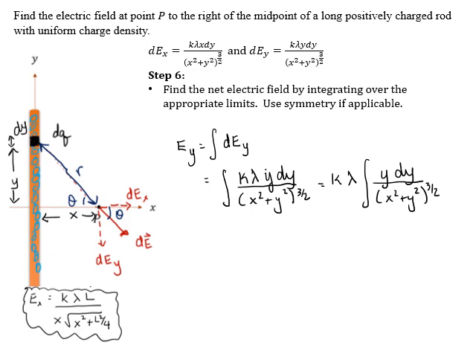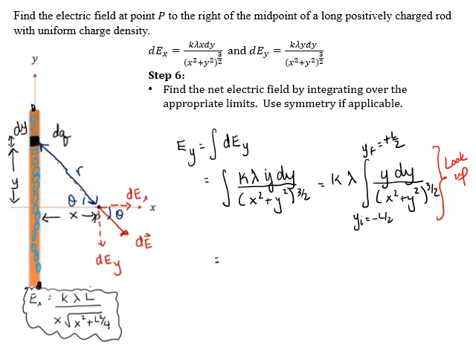We need to apply the limits of our integral. They go from y initial to y final, just like in the previous step. And we'll use the same limits that we did previously, so from minus L over 2 to plus L over 2. You have two options here. You can work out the integral for yourself, or you can look it up in a book. I shall choose to look it up.